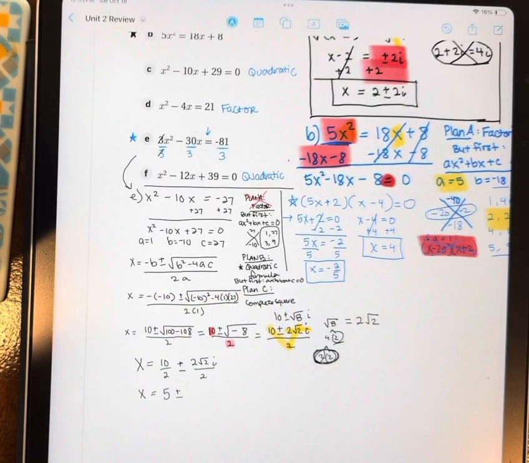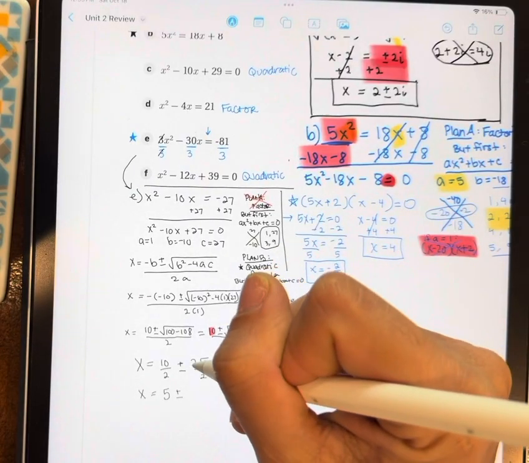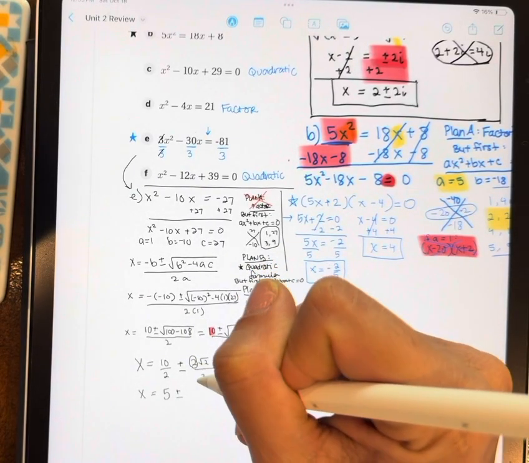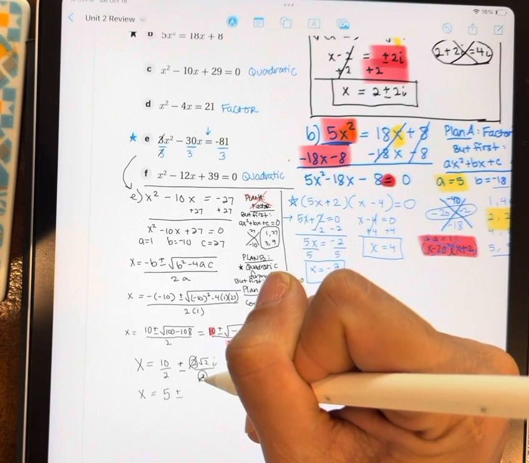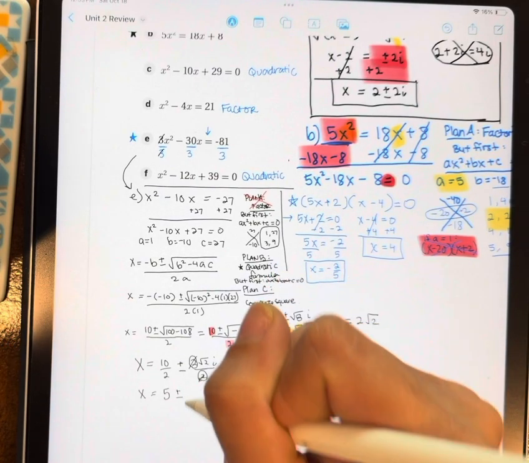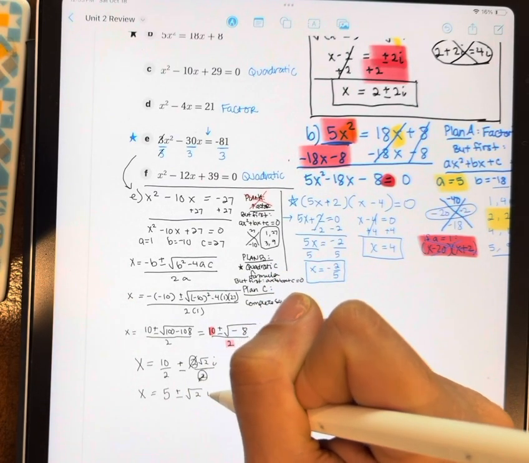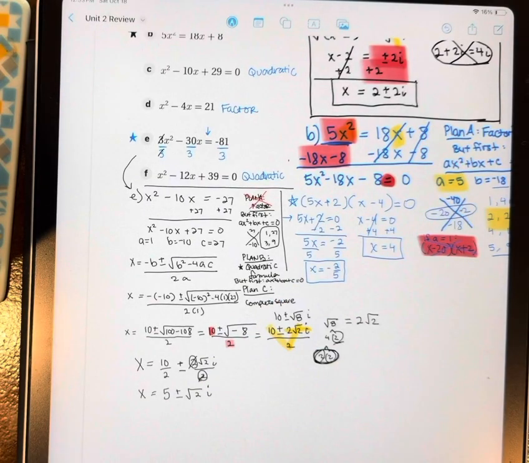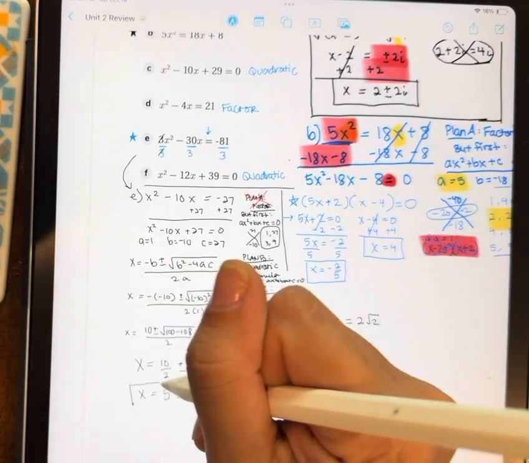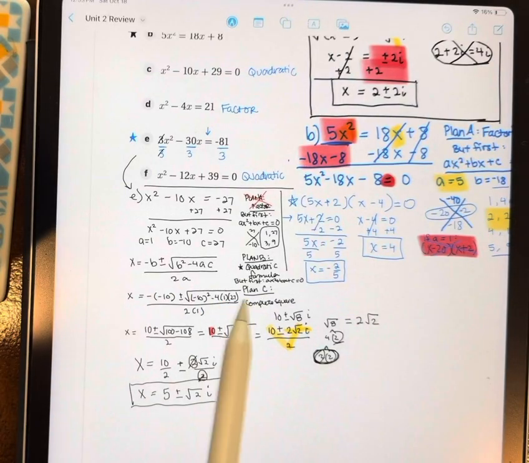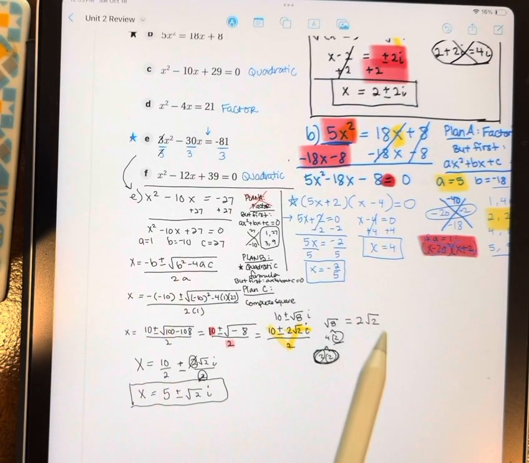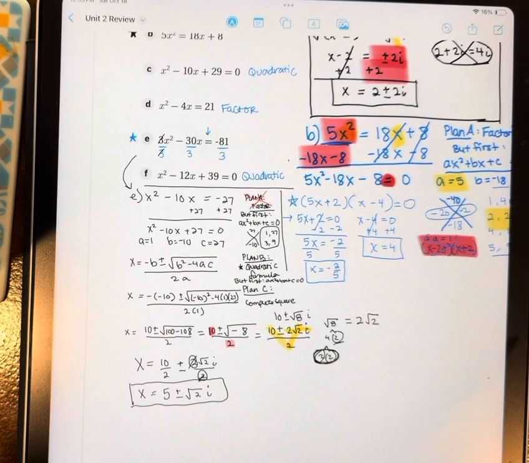Now this part, I can divide this 2 and this 2 only. The 2 in the rad would never simplify with that 2, never. Okay? Okay, final answer, 5 plus or minus rad 2i. So that was using plan B. All right, we started here, we did all this, we ended up here.